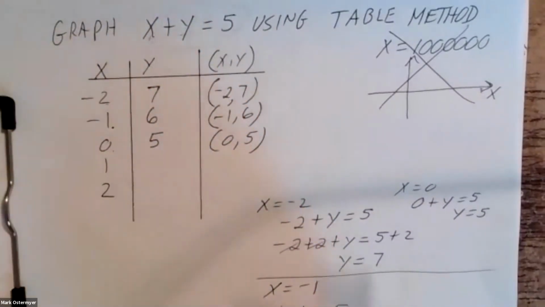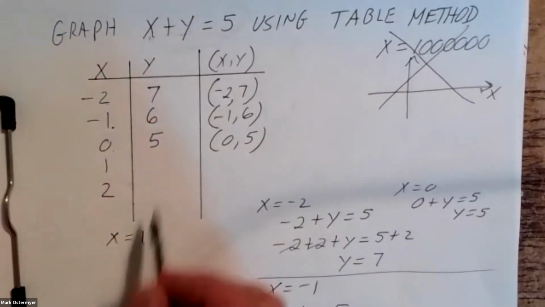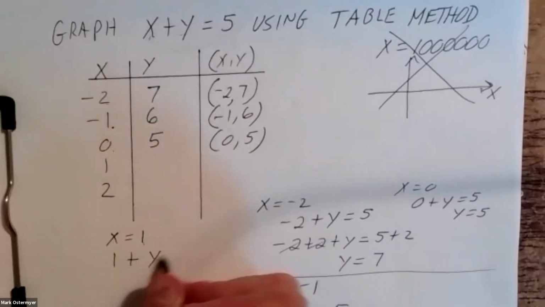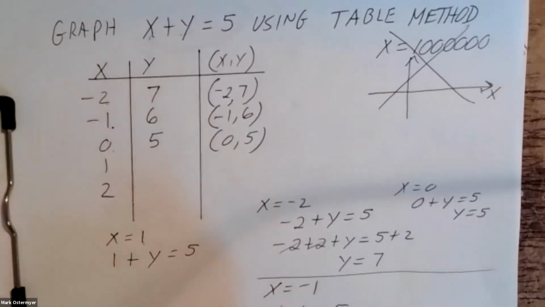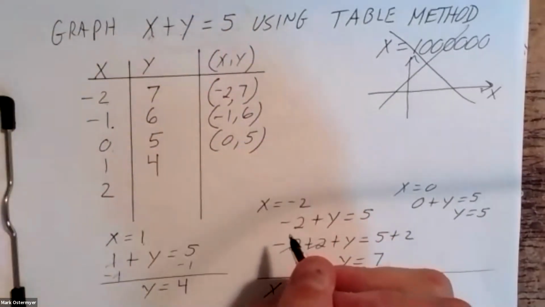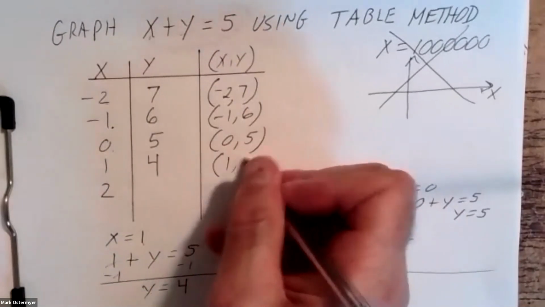If x is equal to +1, what would y have to be? Take 1, substitute it in for the x variable, and then solve for y. So we'd have 1 plus y equals 5. Now we solve for y by subtracting 1 from both sides. Y would have to be +4. So another point that would be a solution to that linear equation would be (1, 4).